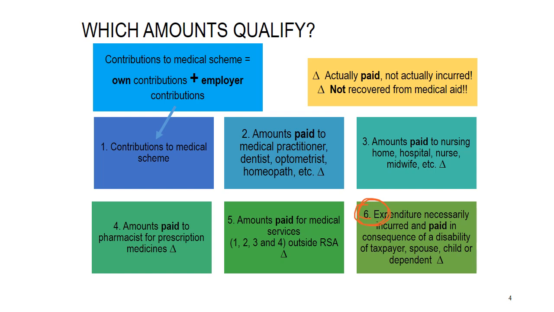So if you are able to do that, in other words, you're able to recover the amount, you will not be able to use it in terms of your Section 6B tax credit calculation, because then it wasn't actually paid by you because you were able to recover it.